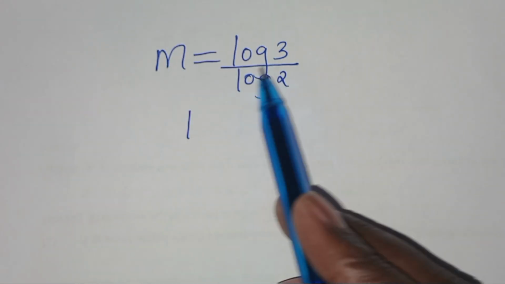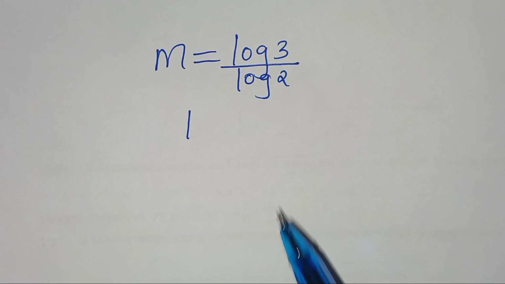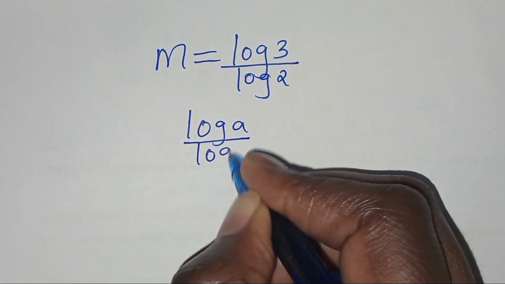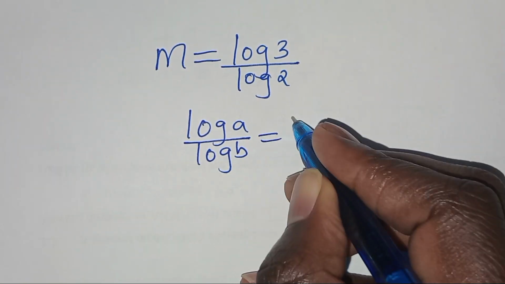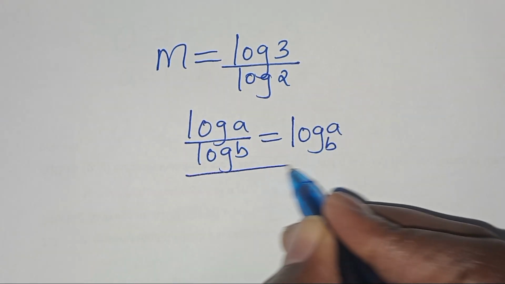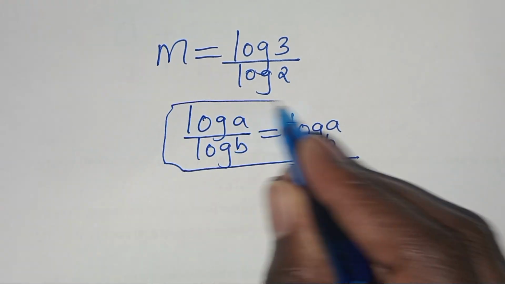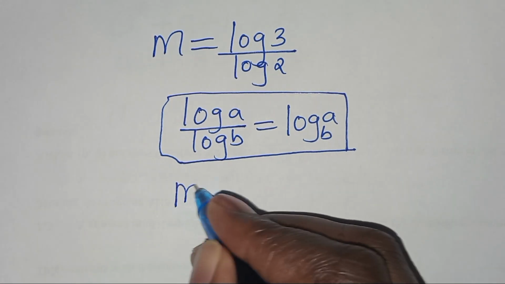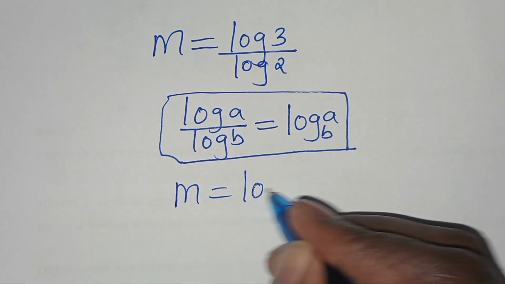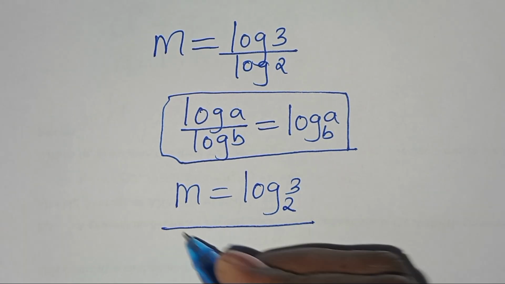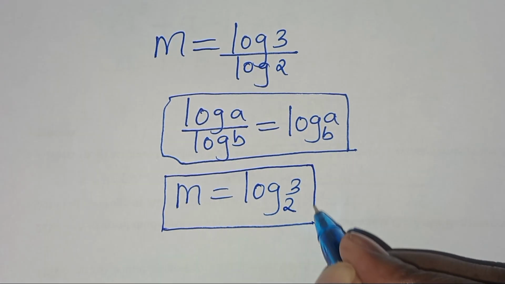So m is equal to log 3 divided by log 2, and this is in the form of log a divided by log b, which we can express as log a to base b. Applying this logarithm property, the value of m will be equal to log 3 to base 2. Now this is the value of m.